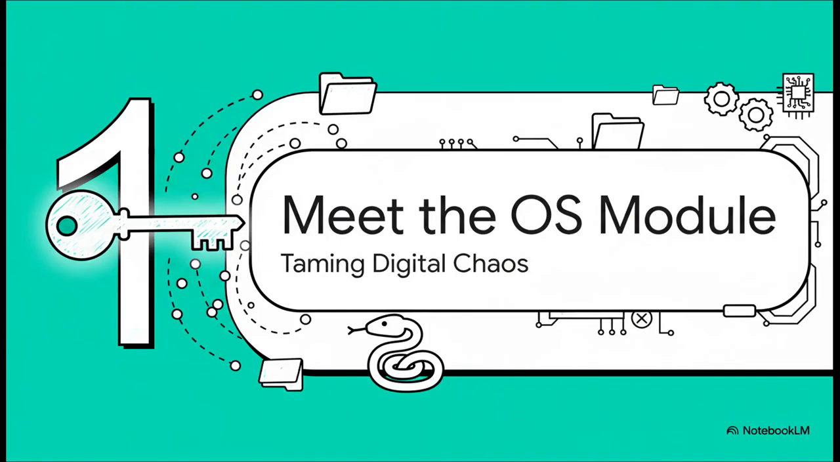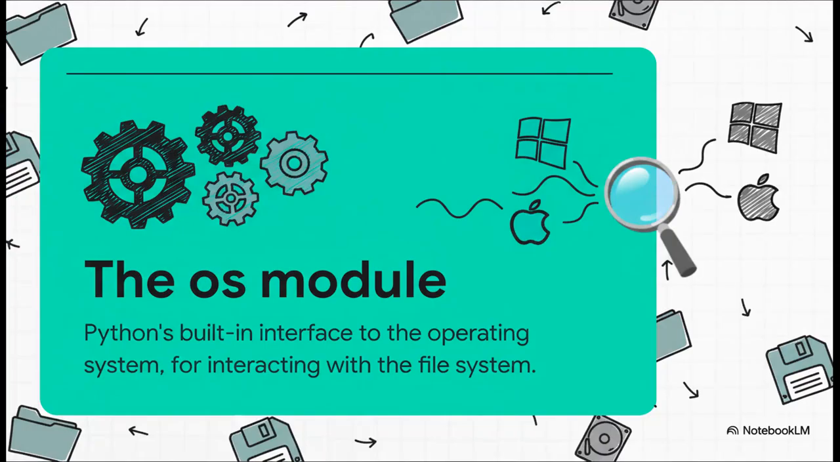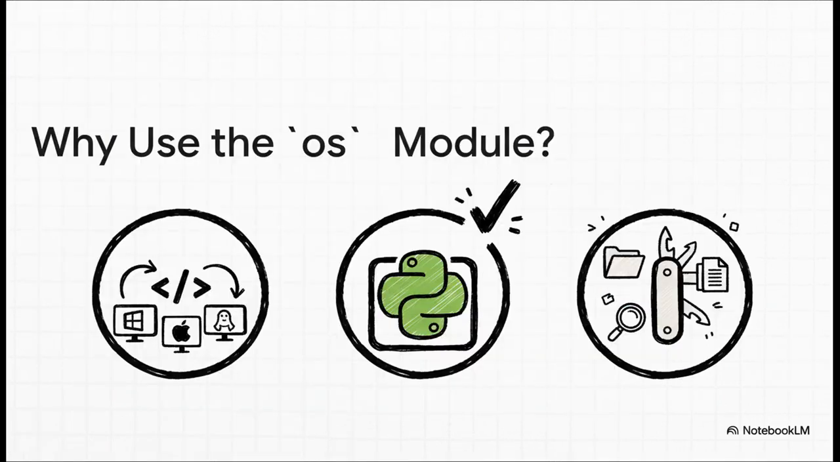So, the key to unlocking all this power is a special tool that comes built right into Python. It's called the OS module, and you can think of it as your direct line, your special connection to your computer's operating system. Think of the OS module like a universal translator. It lets your Python script speak the language of your computer's files and folders. It doesn't matter if you're on Windows, Mac, or Linux, the OS module knows how to talk to all of them.